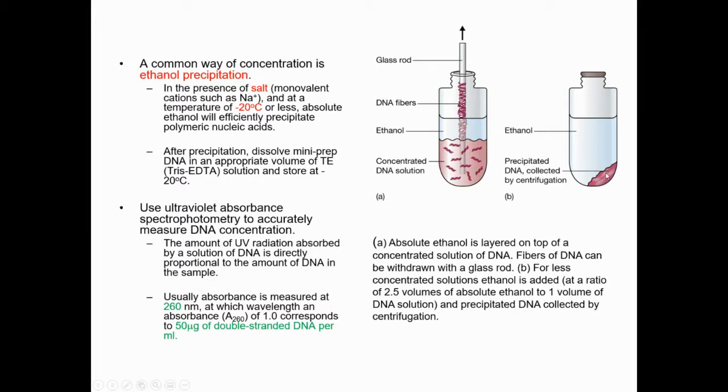And so after that, you can concentrate your DNA. And to determine the DNA concentration, you have to use the UV absorbance at 260 nanometers. And every one absorbance unit will be equal to 50 micrograms per mL of double-stranded DNA. All right. If it's single-stranded DNA, then every 1 A260 will be 40 micrograms per mL.